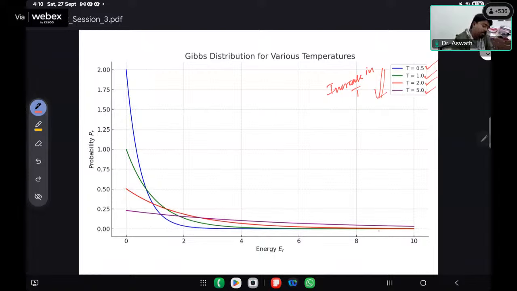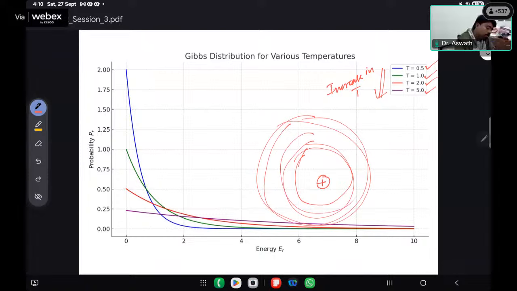The trend, if you see, with increase in temperature: the highest energy states are becoming more probable, and the lowest energy states are less probable. Which means if you just take an atom, as temperature increases, an electron in the ground state goes to a higher state and it may go out of the atom. So that is obvious. The electron's existence in higher states becomes more probable.